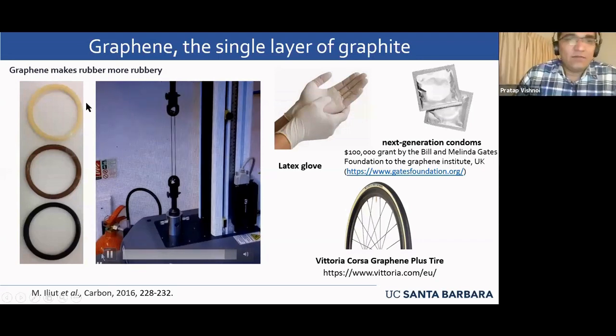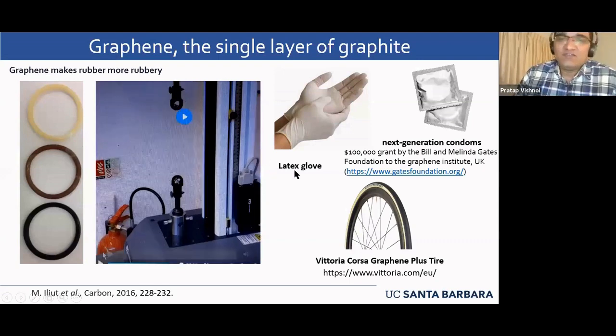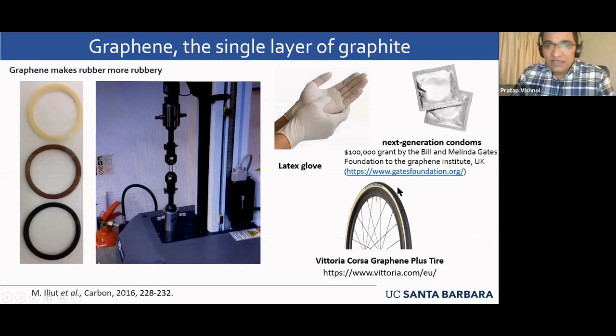So basically, with this invention, items made out of natural rubber latex can be made stronger and also thinner, because they're strong, so you don't have to put too much rubber on them. The Bill and Melinda Gates Foundation gave a lakh of dollars to Manchester University to make new generation contraceptives, which are again thin and strong, supposed to be, but they're not in the market, I think. And the other company which is selling tires is called Vittoria.